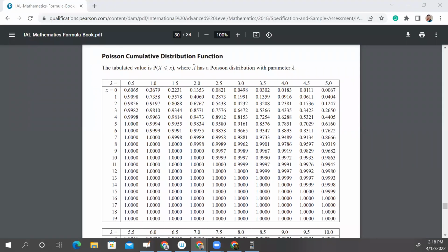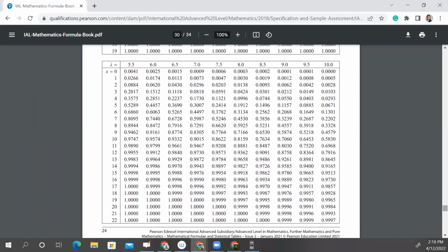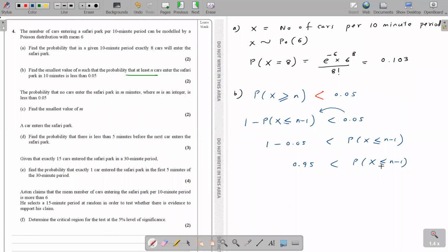So you go to your Poisson cumulative distribution function and go to the lambda value 6. And what do we need here? In the question they say the probability x is less than or equal to n minus 1 is a cumulative, because x less than or equal means we can use the cumulative table. So that probability should exceed 0.95.